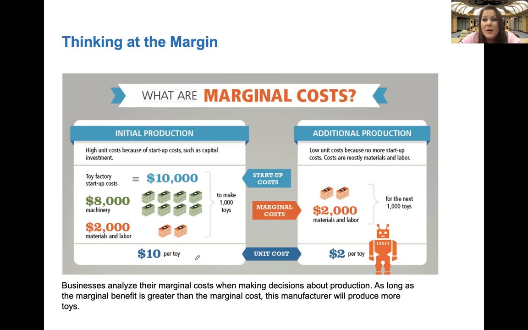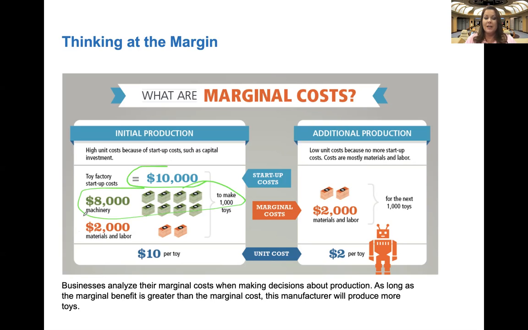Well, what if this toy isn't worth $10 on the retail market? Or if it's only worth $12, it's a $2 profit. That stinks. Probably not going to produce them. But I need to think at the margin. If I produce an extra unit of 1,000 toys, okay, I've already covered, not that one, this one. I've already covered that $8,000 for the machinery. It's already paid for. I don't have to pay it again for the second 1,000.